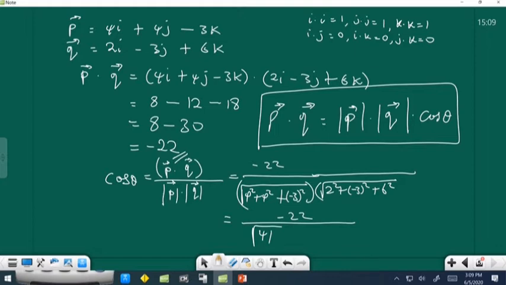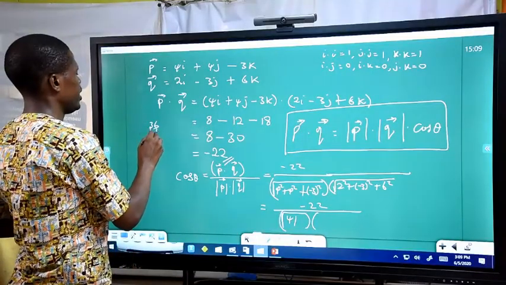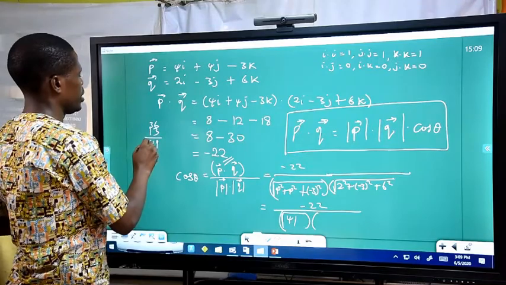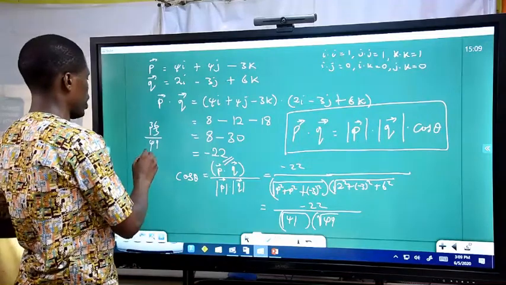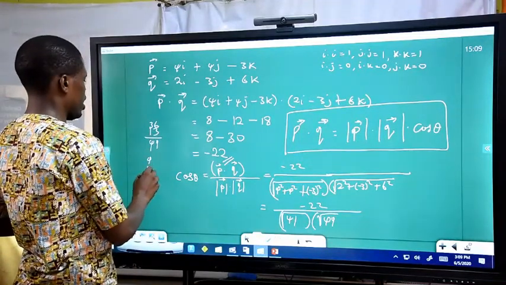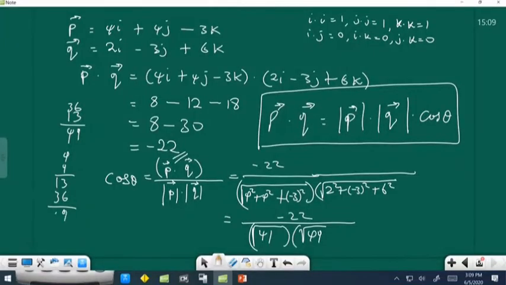So you have the square root of 41, and then multiplied by the other one. 2 squared is 4, 3 squared is 9, 4 added to 9 is 13, and 6 squared is 36. So we have 36 and 13, and that results in 49. So we have square root of 49. Okay, you can check it again: 2 squared is 4, 3 squared is 9, so we have 13, and 6 squared is 36. Add it, we have 49. So the square root of 49 is 7. So you have minus 22 divided by square root of 41 multiplied by 7.